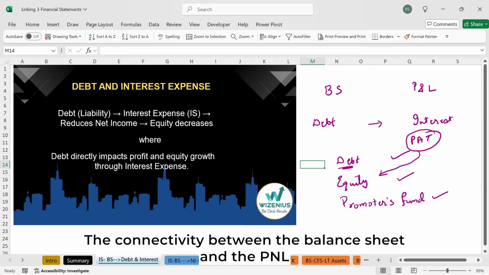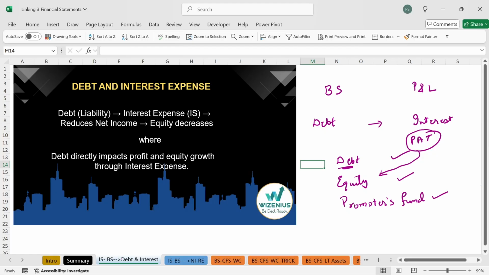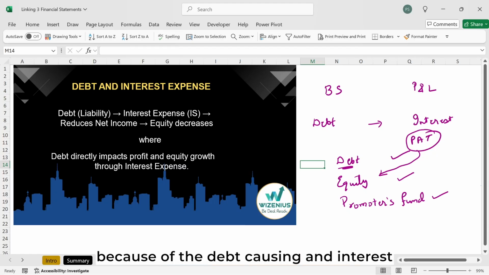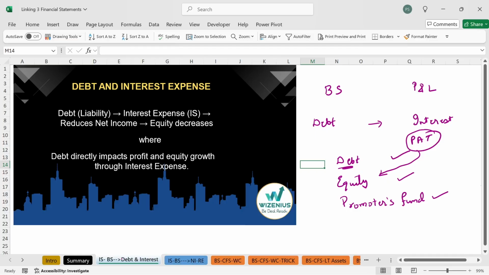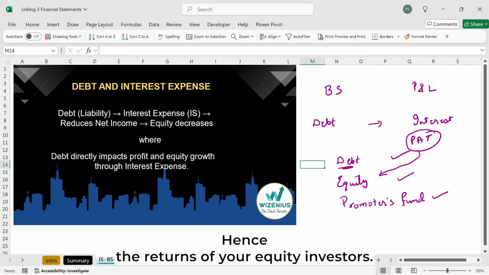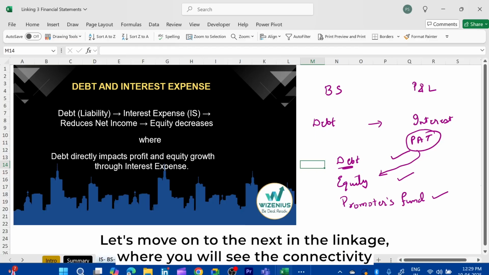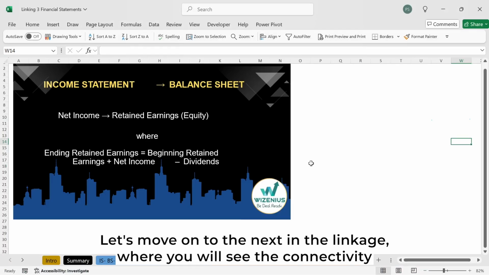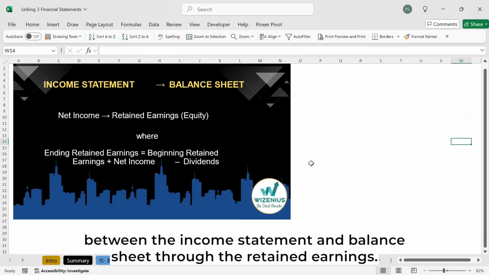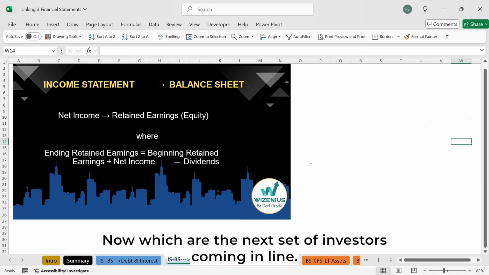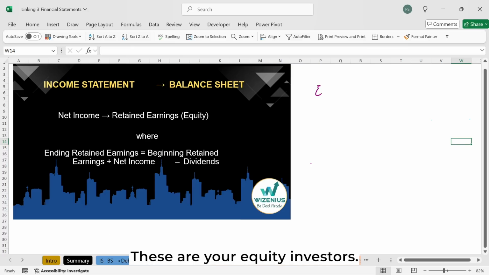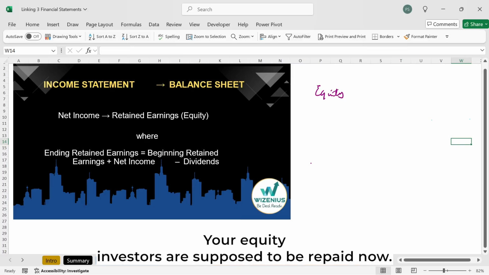The connectivity between the balance sheet and the P&L is because debt causes an interest to enter into your P&L, impacting the profitability, which is PAT, hence the returns of your equity investors. Let's move on to the next interlinkage, where you will see the connectivity between the income statement and balance sheet through the retained earnings. Now you have repaid your debt investors. Which are the next set of investors coming in line? These are your equity investors. Your equity investors are supposed to be repaid now.